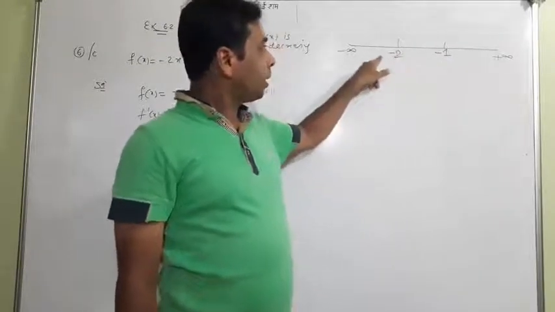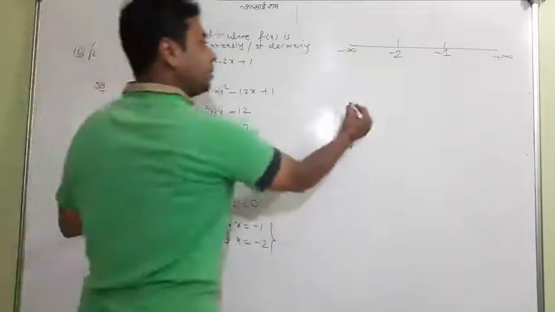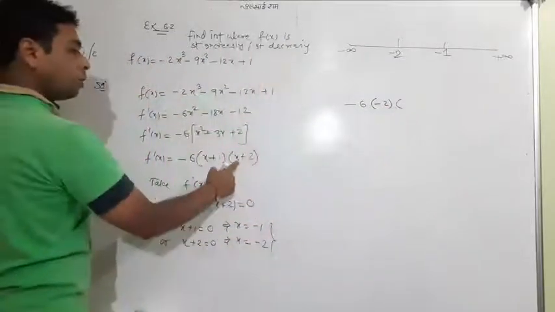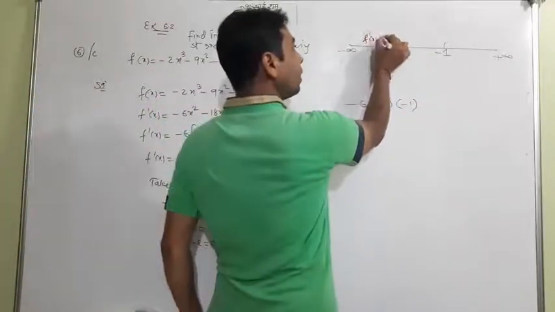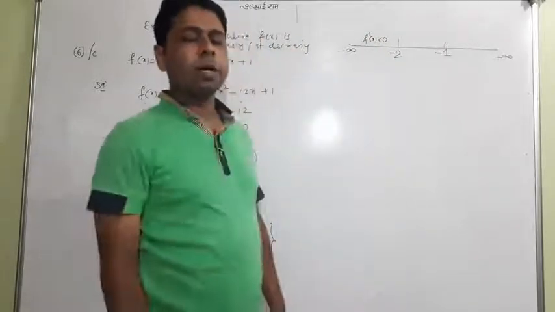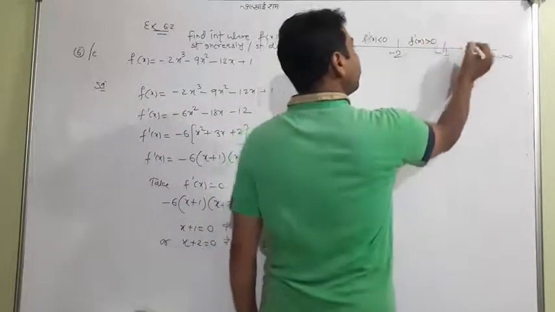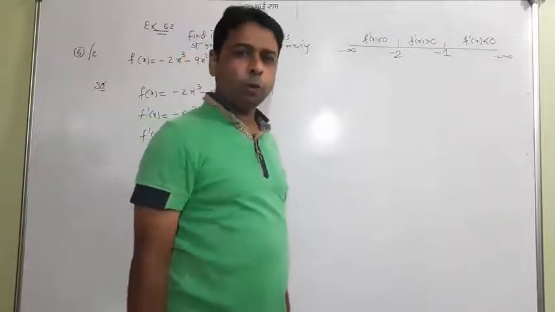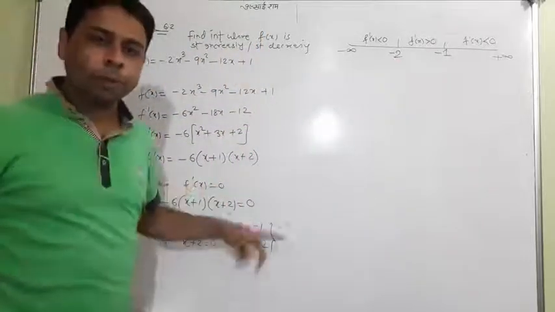Now I'll take any number, say minus 3. It is minus already, minus 6, then minus 3 plus 1, minus 3 plus 2, and overall the answer is negative. So for minus infinity to minus 2, f'(x) is negative. For minus 2 to minus 1, taking any number it will definitely be positive. I am just writing it, you can check by yourself, and between minus 1 and infinity it will again be negative. I have written it directly because you can also check by taking any number between these two and putting it in f'(x), you will get the proper sign.